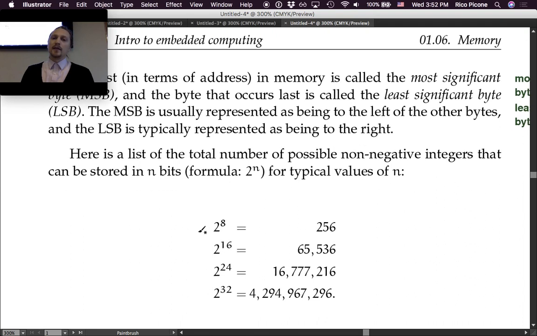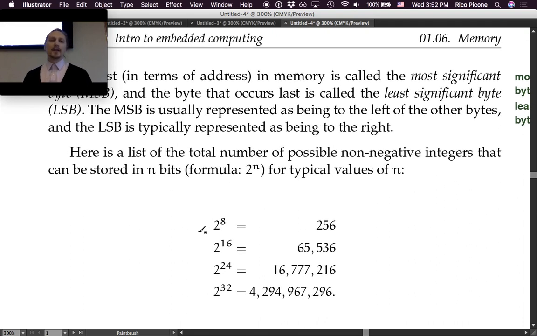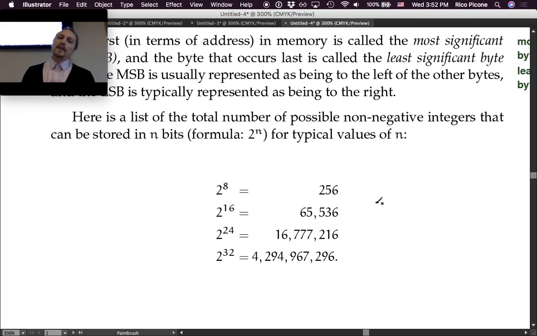Here is a list of the total number of possible non-negative integers that can be stored in n bits. Of course, the formula is 2 to the n, so we just pick out some typical values. So 2 to the 8 is 256, so in 1 byte. In 2 bytes, so 16 bits, 65,536. In 24 bits, which is 3 bytes, right? 16.7 million numbers.